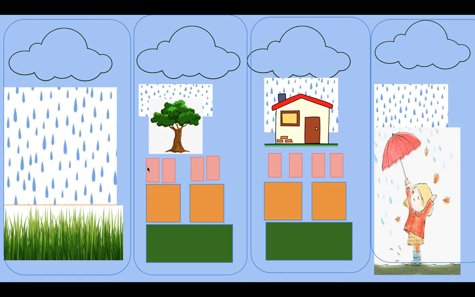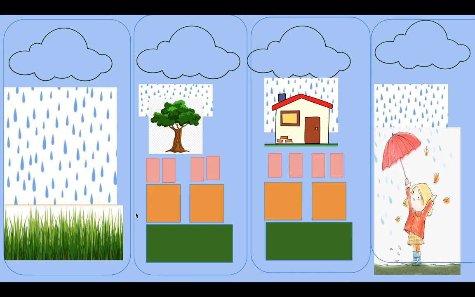Ready? Let's try that. Pitter-patter, pitter-patter. Good job. Ready? Let's do it again. Pitter-patter, pitter-patter. Go back to rain on the green grass, rain on the tree, rain on the housetop, but not on me. Pitter-patter, pitter-patter, pitter-patter, pitter-patter. Good job.